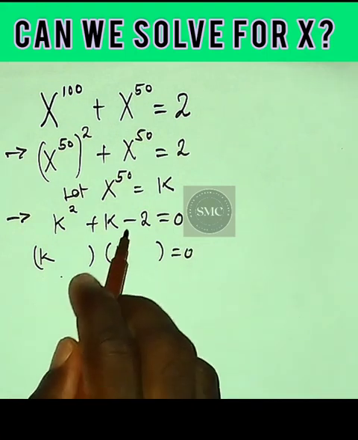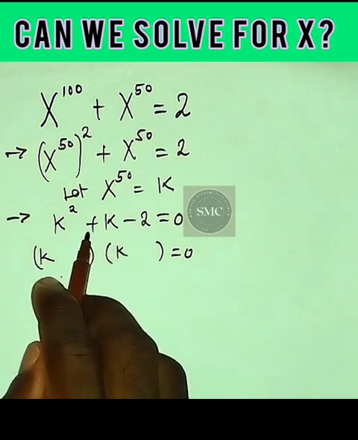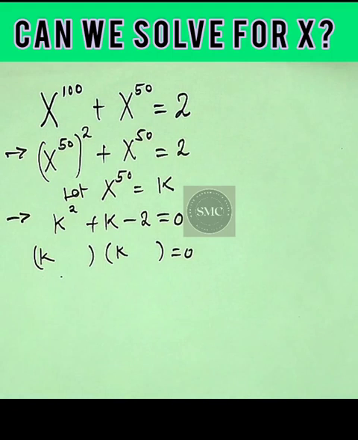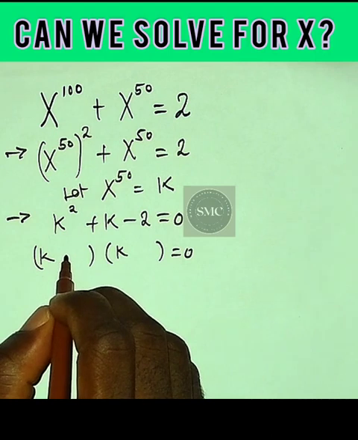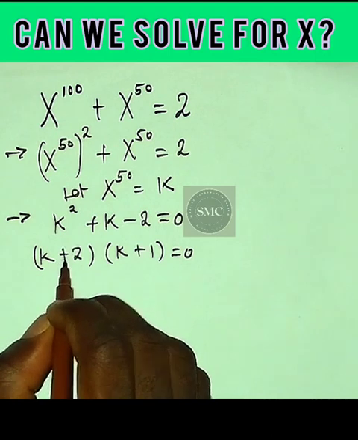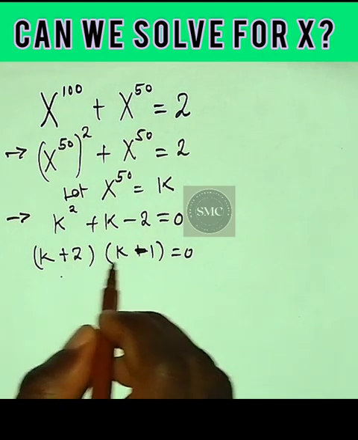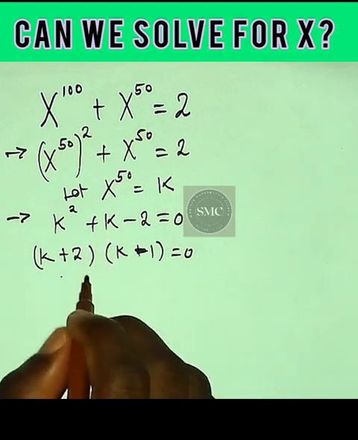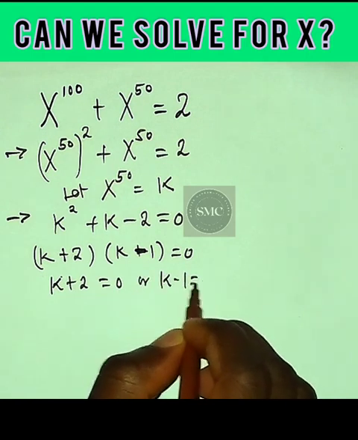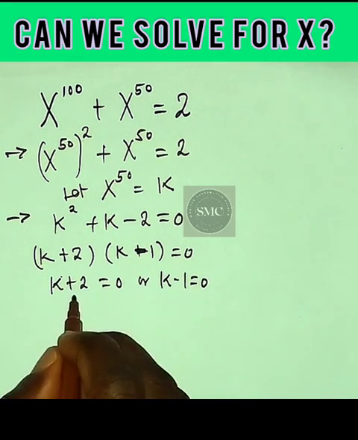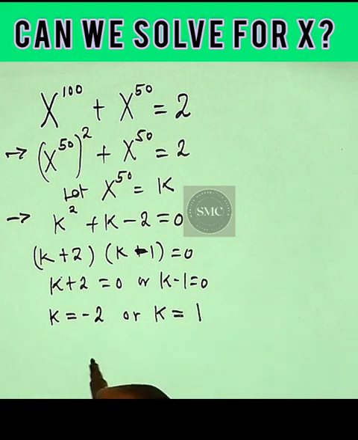Now you can see that we are looking at the two factors of 2. When we multiply them together, we get minus 2, but when we add them together, we get plus 1. So it's going to be plus 2 times minus 1, which gives minus 2, and plus 2 minus 1, which gives plus k. Therefore, k plus 2 equals 0, or k minus 1 equals 0. So k equals minus 2, or k equals 1.